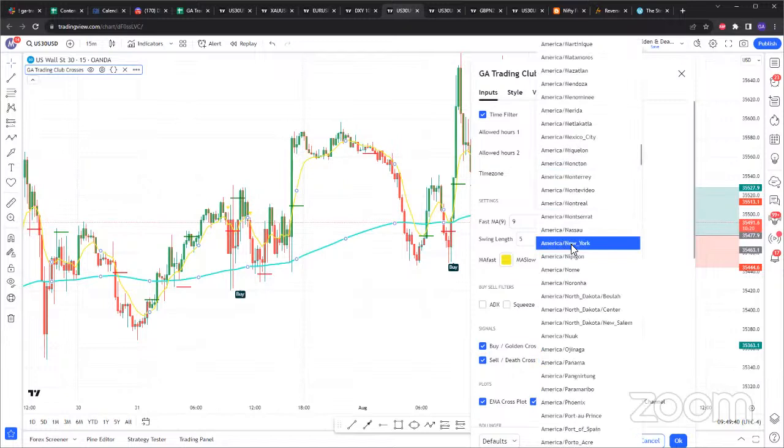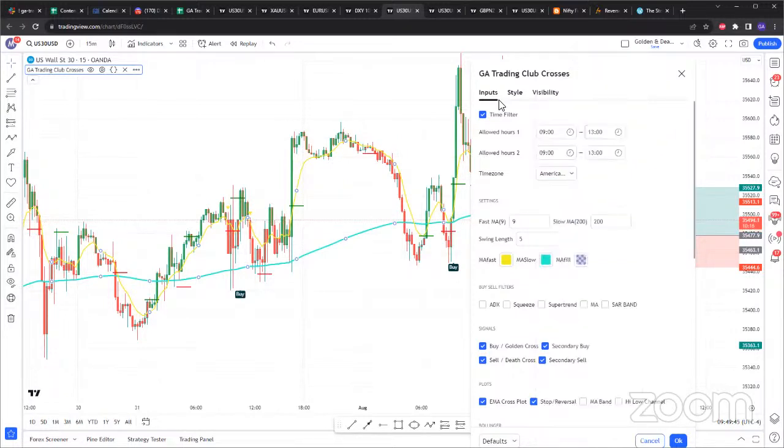And of course, time zone, select whatever time zone you are in, whether it's New York or London. This is the same filter on all indicators, whether it's the high, low, and trend, the crosses, the breakout scanner, or the reversal. Does anybody have any questions regarding the time filter itself before I proceed to the next update?